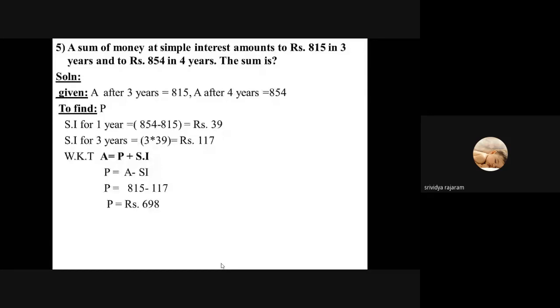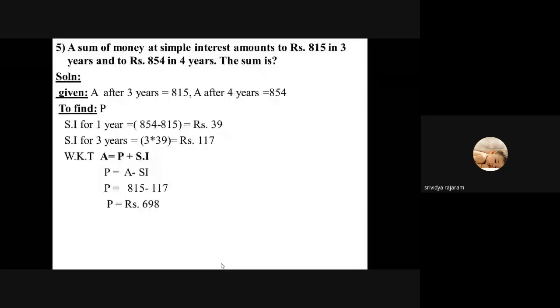So what I'm doing in the next step is calculating simple interest for 3 years. How to calculate simple interest for 3 years? We have simple interest for 1 year. So 39 is the simple interest for 1 year. 39 times 3 will be the value of simple interest for 3 years. So that is what I am doing. I am getting a value of 117. That 117 is nothing but simple interest for 3 years.